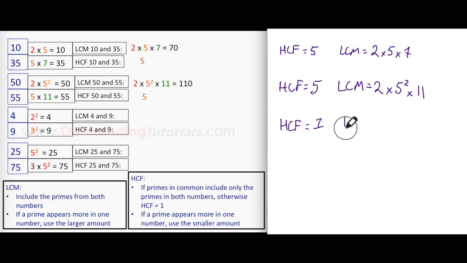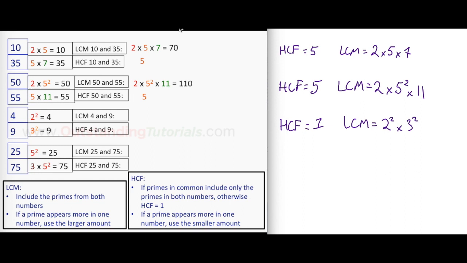The lowest common multiple in this case would be, well, you include all the primes, and there's no repetition, so it's just going to be 2 squared times by 3 squared. In fact, that's multiplying the two numbers together. That is that number, and that is that number. So there are no primes in common. For the lowest common multiple, you just multiply the numbers. And the highest common factor will be 1.